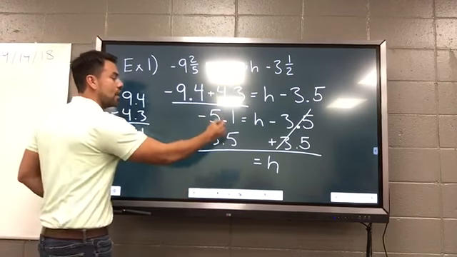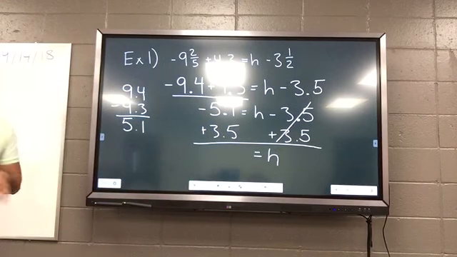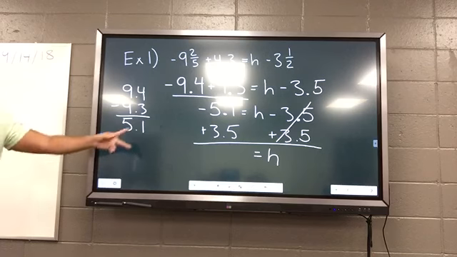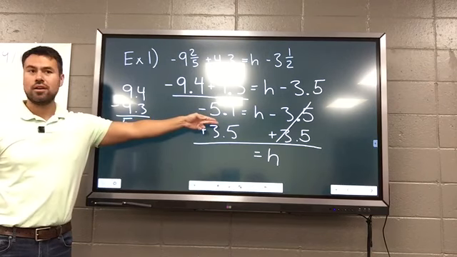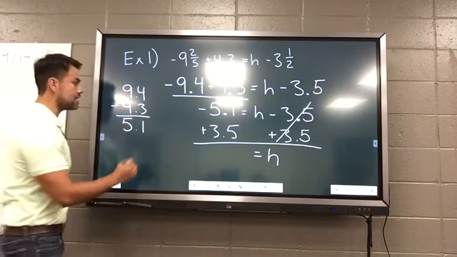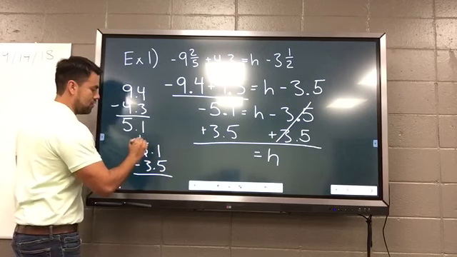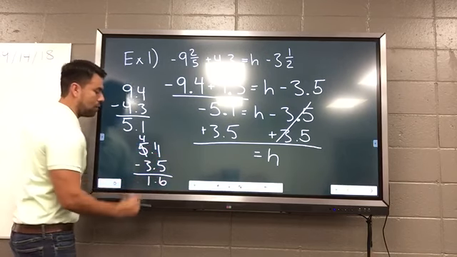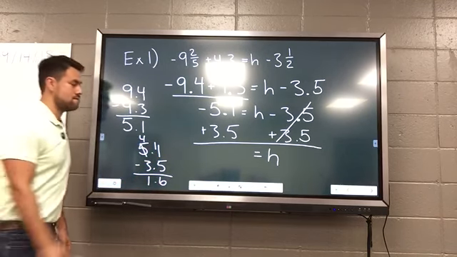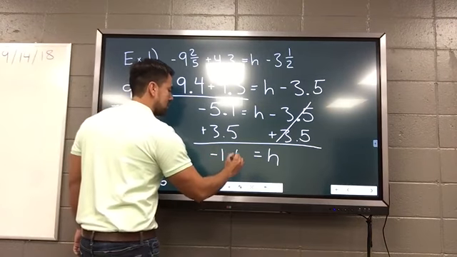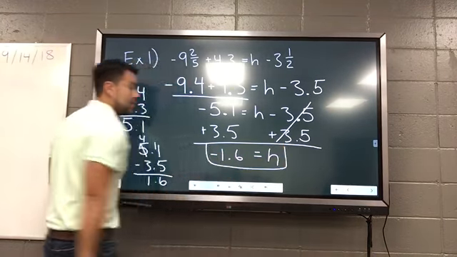Okay. When I'm dealing with this, guys, it's negative 5.1 plus 3.5. So what am I doing with this problem right here? You're subtracting again. So it says 5.1 minus 3.5. Borrow if you need it. 1.6 positive or negative? Negative. Negative 1.6. And that's your h.